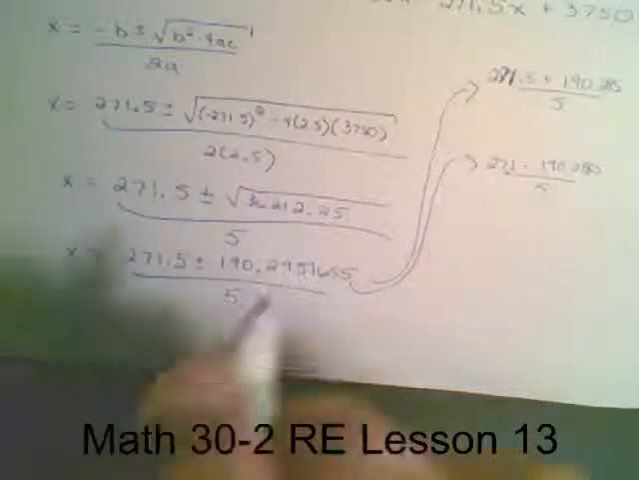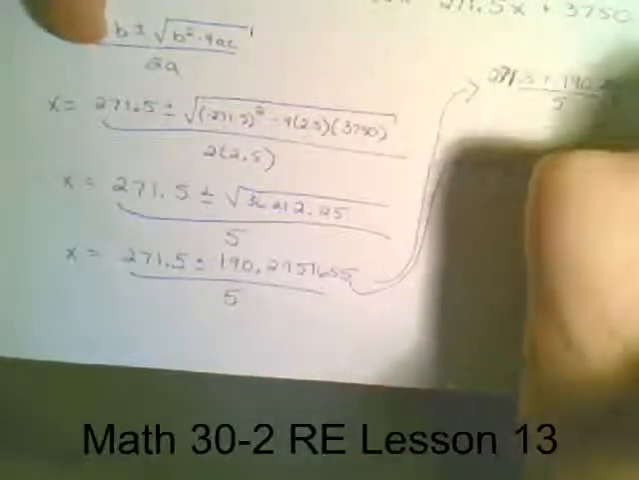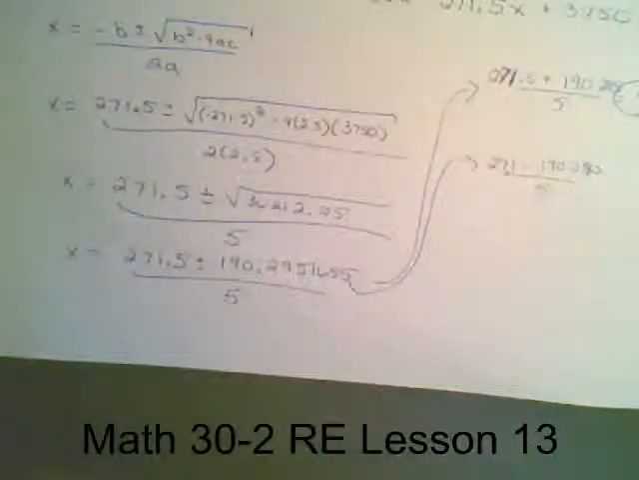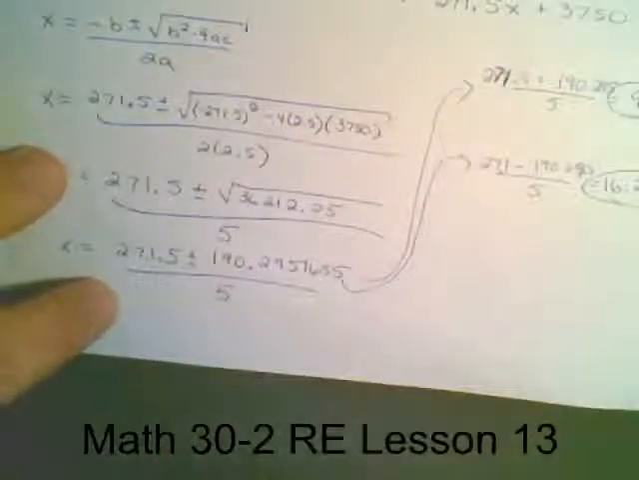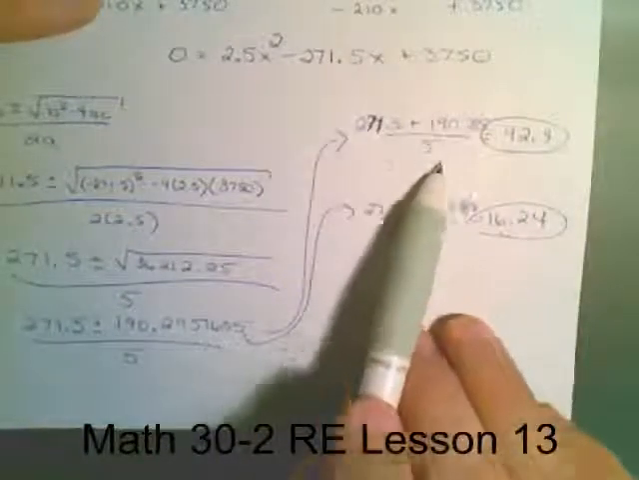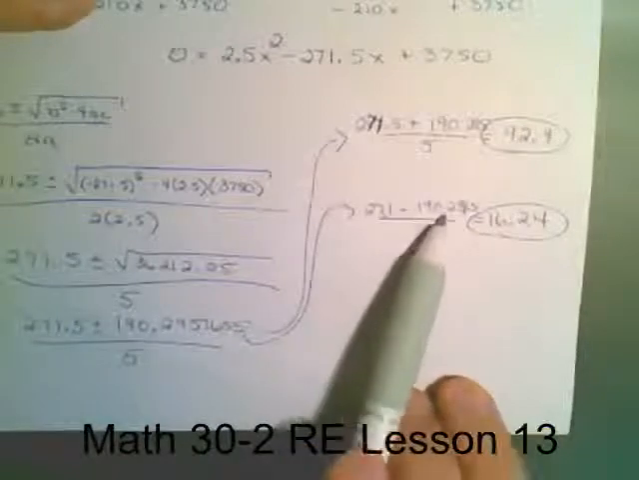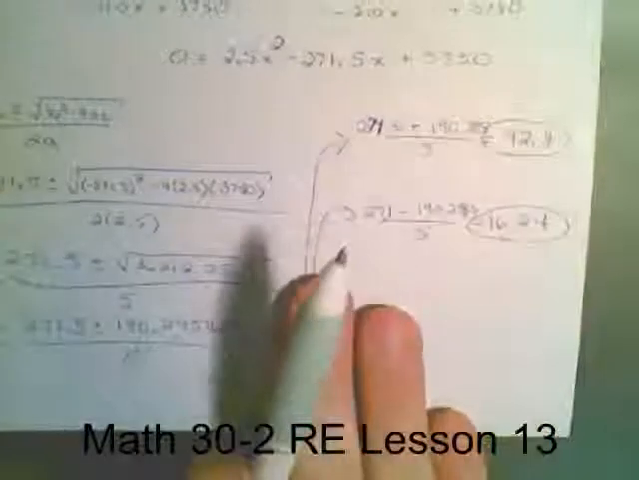Okay, 271, oops, I wrote 217. 271.5 plus, I'm having trouble typing, 271.5 plus that, divided by 5, tells me that this answer here is 92.35 or 92.4. Okay, and if I do this one, 271.5 minus that, divided by 5, the other speed is 16.24.